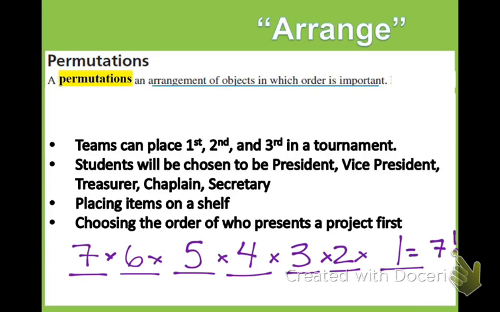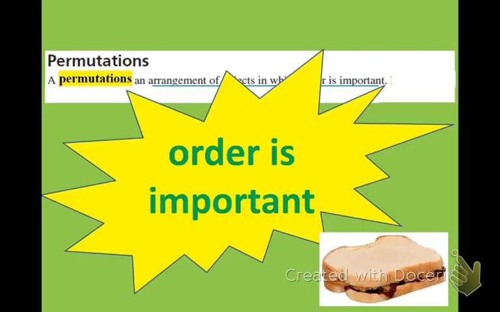And the last, choosing the order of who presents a project first. Let's say you all did a project. If I picked Noah to go first, could he possibly go third, if he's already presented? No, you're not going to present twice. So once you've been used, you can't be used again. So this would be a permutation. Okay, so there's your peanut butter and jelly sandwich.